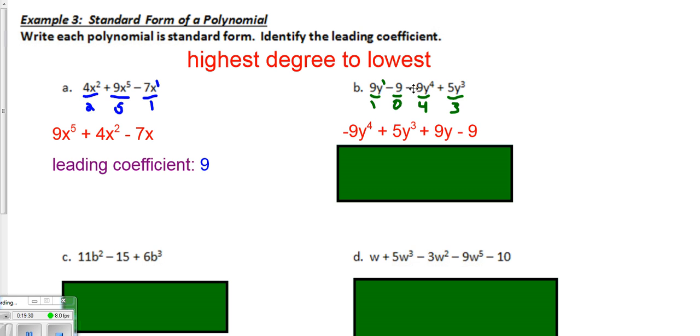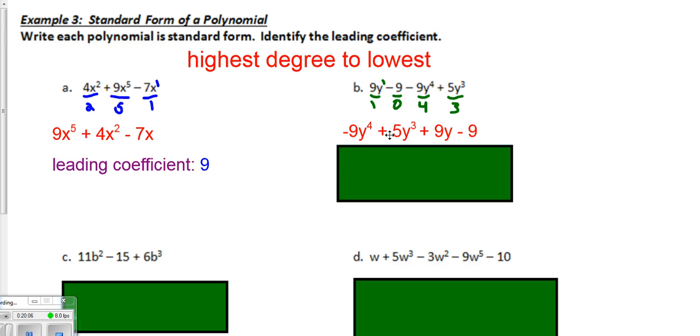Because there's a minus in front of it, we do negative 9y to the 4th. It's the one that we start off with. Plus 5y to the 3rd. So again, there's the plus here, meaning this whole thing is a positive. So plus 5y cubed. The next one is this degree 1. Again, there's no sign out in front of it, so it's a positive 9, so we do a plus 9y. This one has the minus 9 or a negative 9, so we have minus 9 at the end. So this would be the standard form of this polynomial.